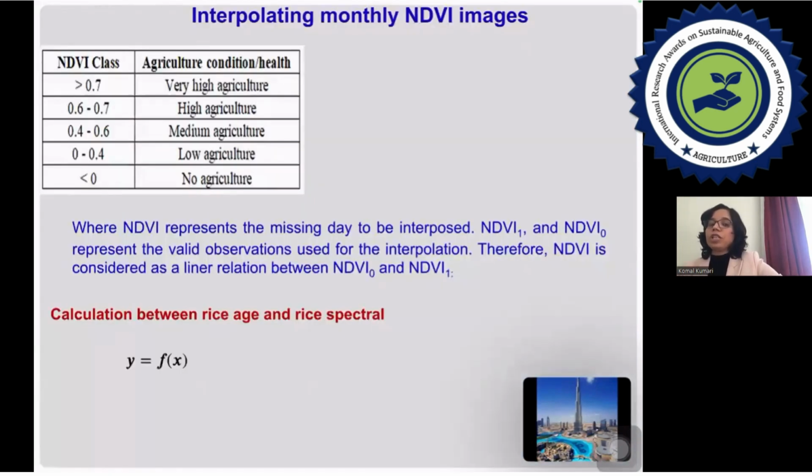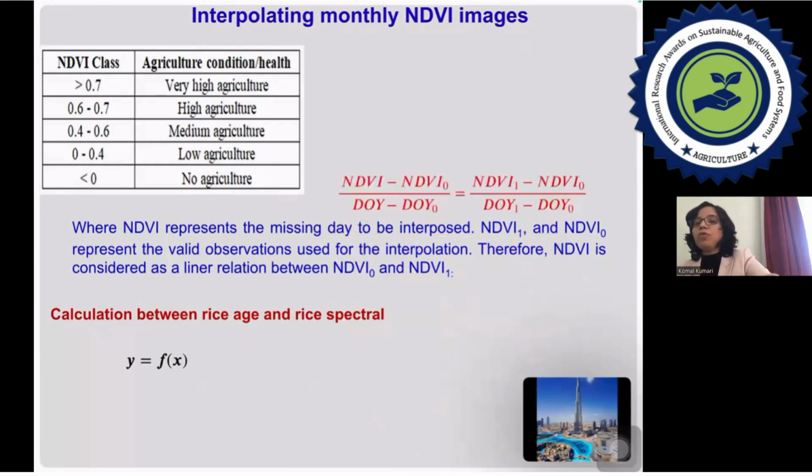According to the vegetation index value, we can divide a study area into different agriculture conditions. Less than 0 means no agriculture, maybe there is settlement or water. 0 to 0.4 is low agriculture, 0.4 to 0.6 is medium agriculture condition, 0.6 to 0.7 is high, and more than 0.7 is very high. When we use this vegetation index for calculating land use land cover, we can use these types of algorithms.